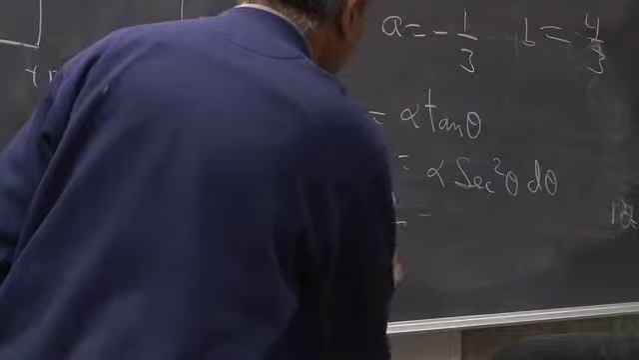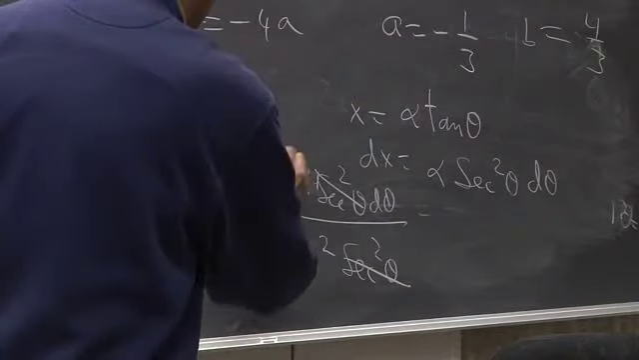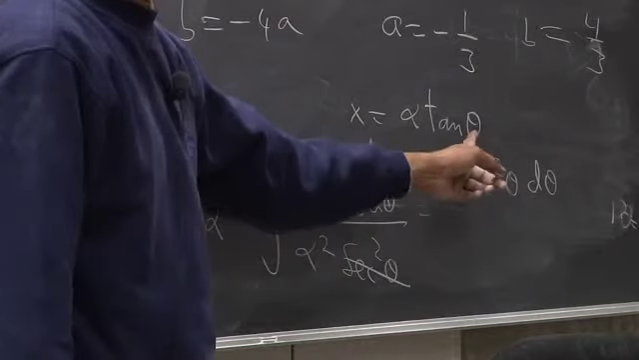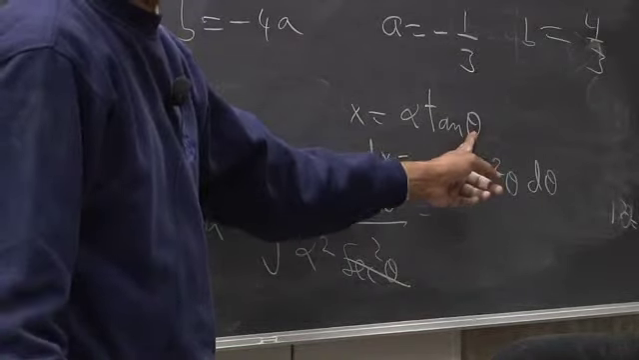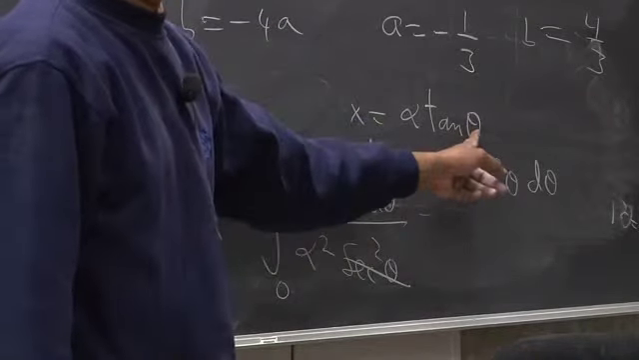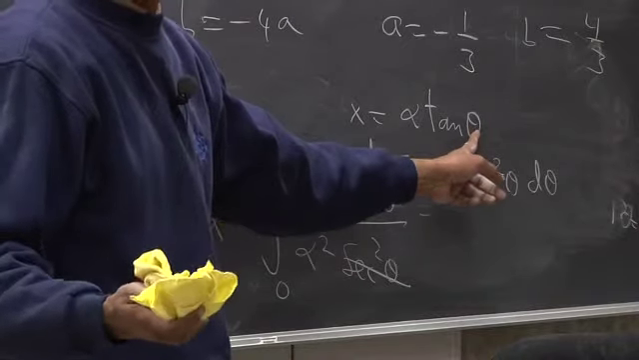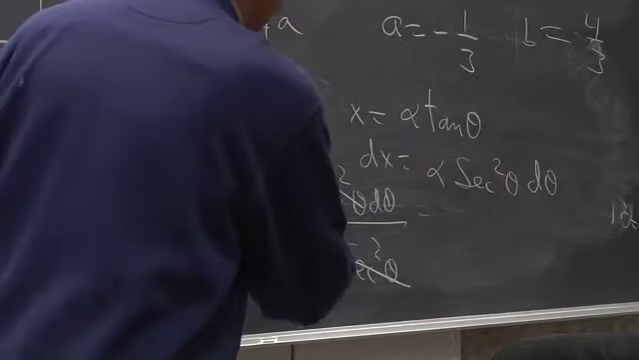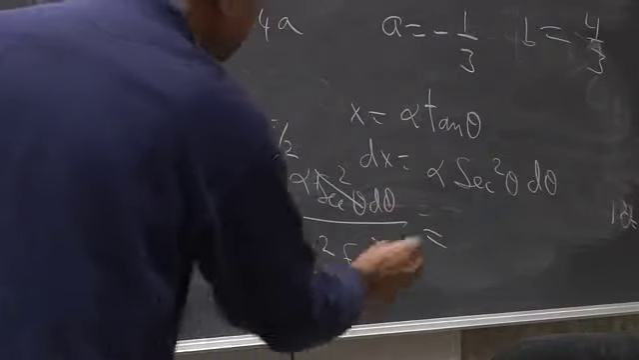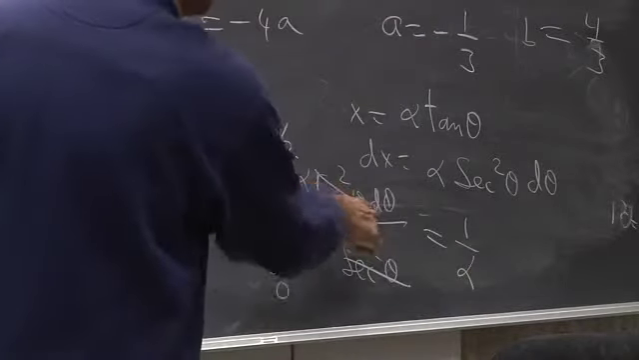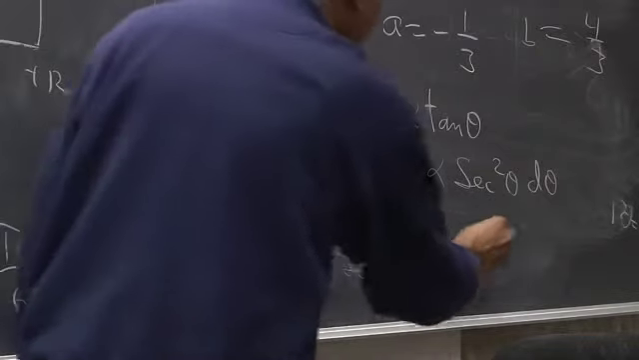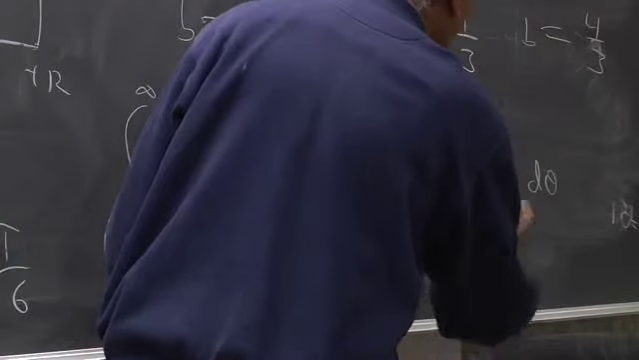So sec square theta cancels, and then what about the range? When x equals 0, I can take theta equal to 0, because tan of 0 is 0. But when x equals infinity, theta is pi by 2, because tan of pi by 2 is infinity. So the whole result is, one power of alpha cancels, there is a 1 over alpha, and then d theta, whose result is simply theta evaluated between pi by 2 and 0, which is pi by 2. This is the answer for that integral.